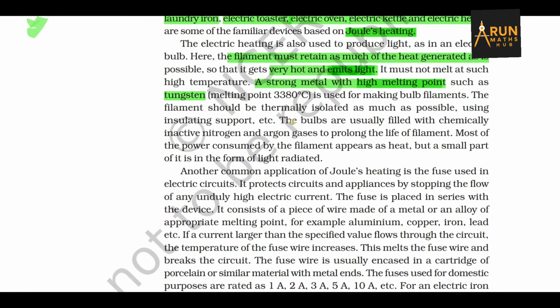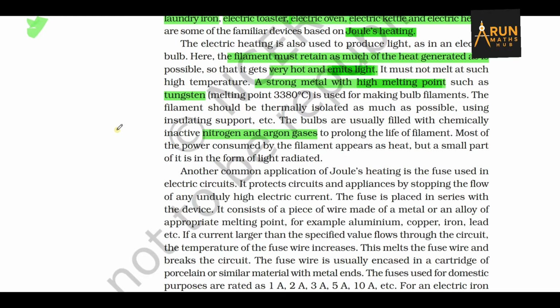See, and also the bulbs are usually filled with chemically inactive nitrogen and argon gases to prolong the life of the filament. Name the gas which is used in the bulbs. What is the answer? It is nitrogen and argon gases. If it is an application question, you can get a question like why the bulbs are usually filled with nitrogen and argon gases?